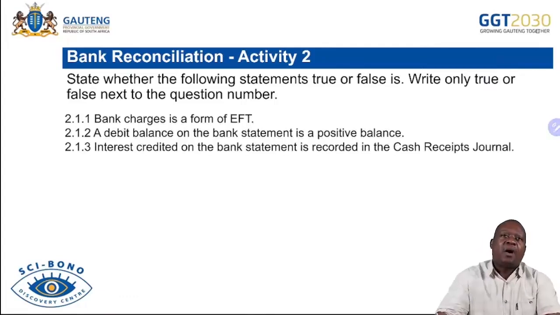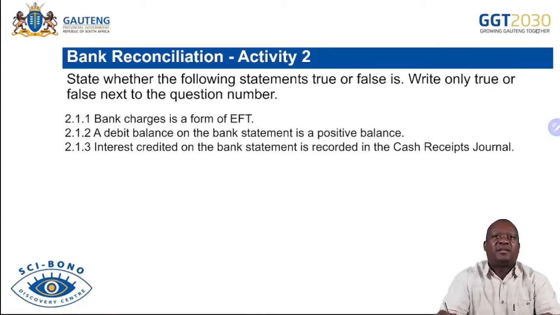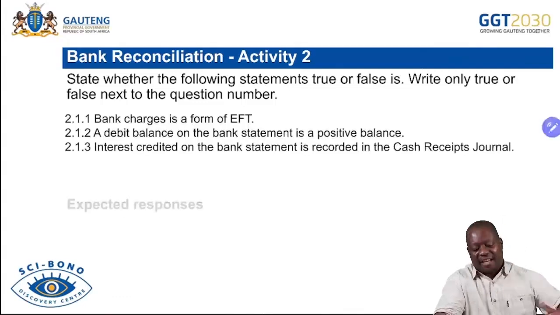Now, remember when we credit the bank statement, are we depositing or are we withdrawing? What are we doing by crediting the bank statement? Remember, credit side, deposit. And then when it comes to the debit side, withdrawals. That is in the bank statement. So can we say interest credited on the bank statement is recorded in the CRJ? I guess so.